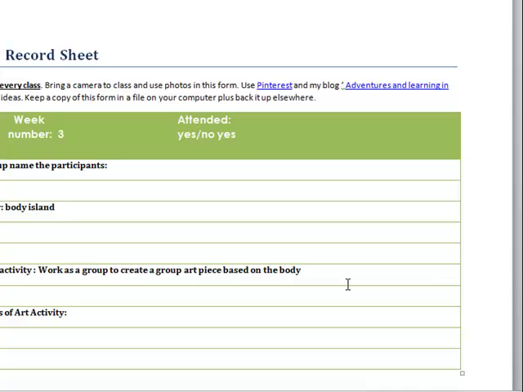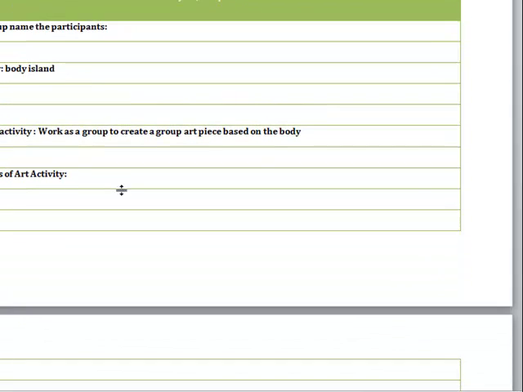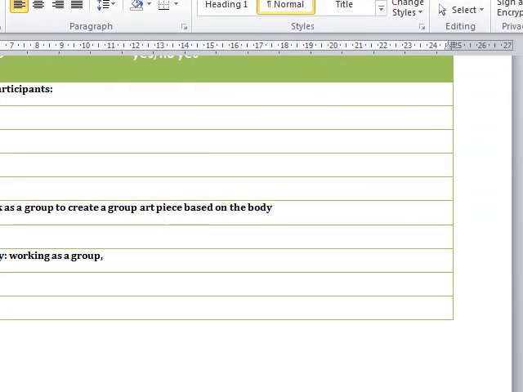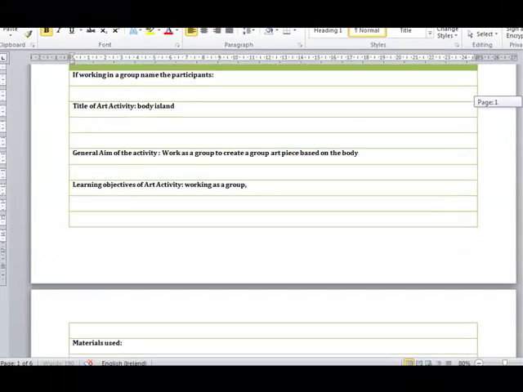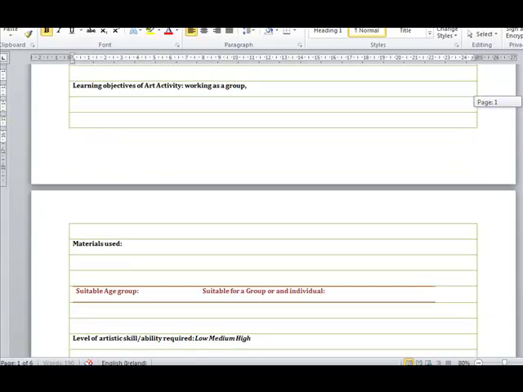Okay, so the learning objectives of the activity then, what are the things that come out of that? So learning to work as a group would be one. Okay. Maybe the other things might be discovering new art materials that you haven't worked with before. It might be learning to negotiate in the group and so on. And those are also discussed as well within the blog, so you need to look at that and be in class as well when we have discussions about it.